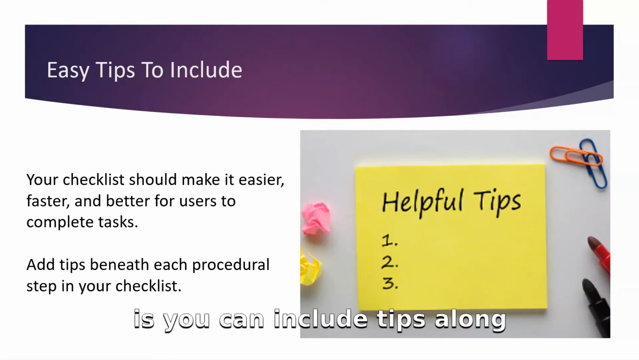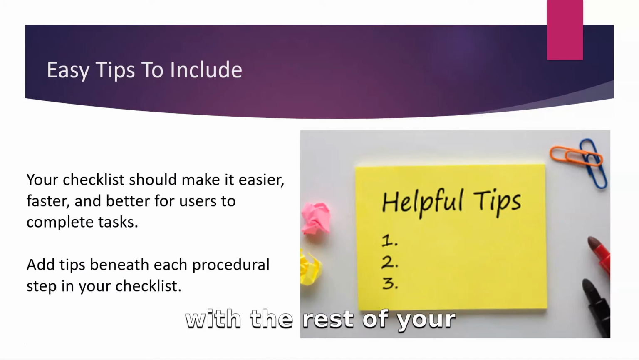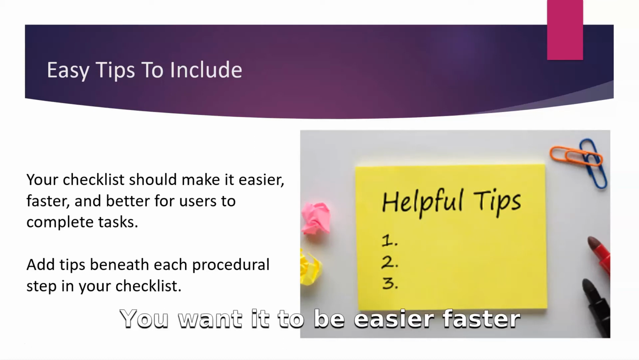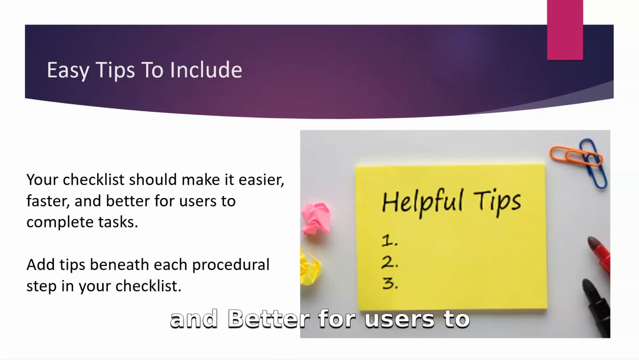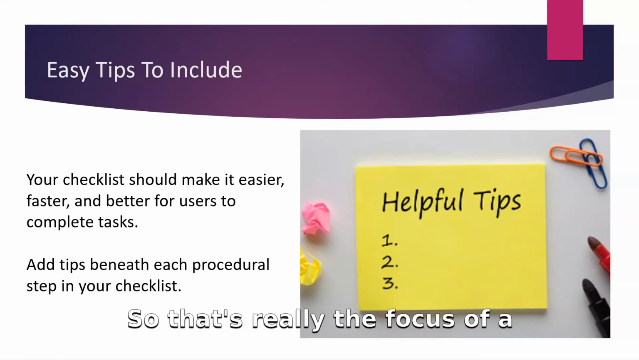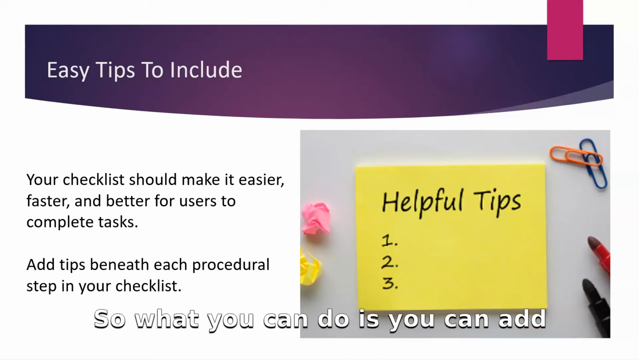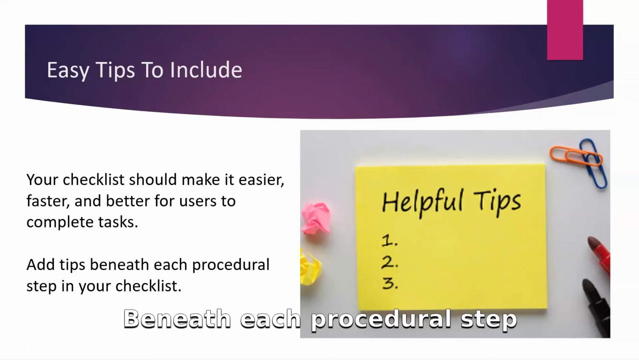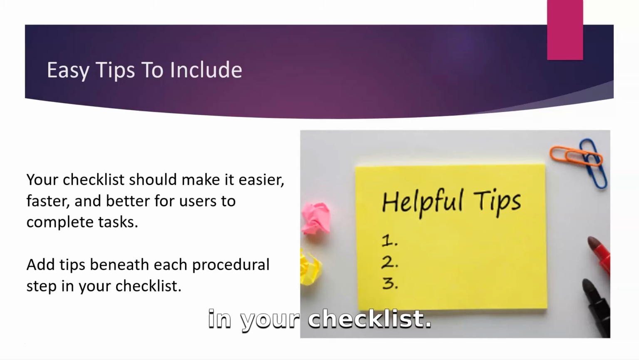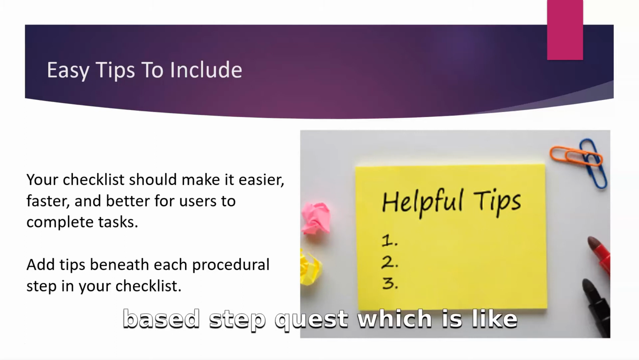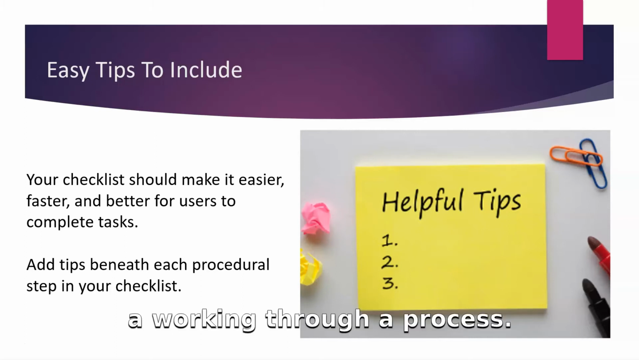So one of the things you can do is include tips along with the rest of your checklist content. You want your checklist to make it easier, faster, and better for users to complete tasks. That's really the focus of a checklist in many cases. So you can add a few extra tips beneath each procedural step in your checklist, if you're doing a procedure-based step list, which is like working through a process.